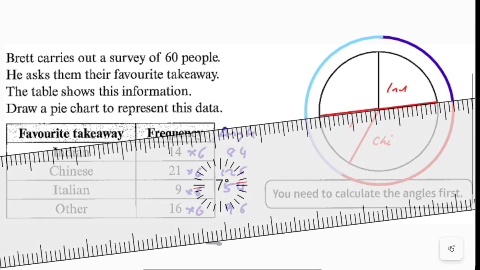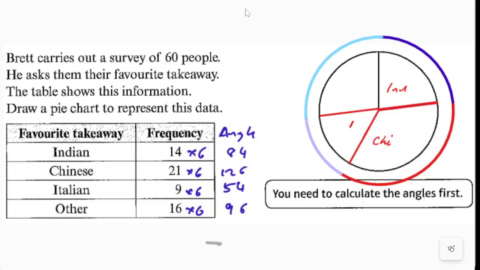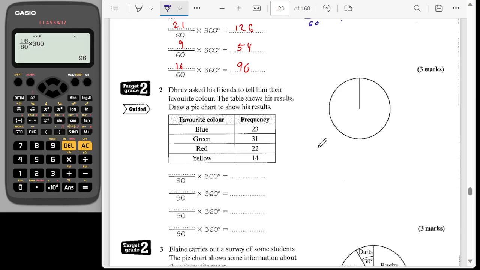There we go, and we can get rid of the ruler now. So that was Italian, and then others. And that's how I do my pie chart. Hopefully that makes sense. Okay, and very similar question.